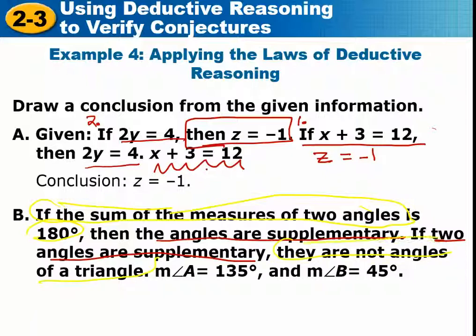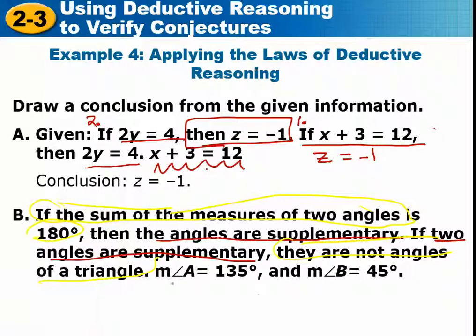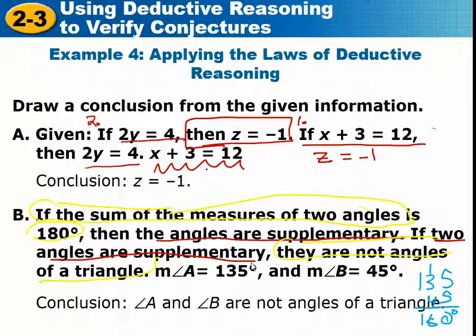Okay? Now we're also given some more information. We're given that measure of angle A is 135 and measure of angle B is 45. Is the sum of those two equal to 180? Does the hypothesis hold true? Yes, the hypothesis is true. So then our conclusion is they are not angles of a triangle. That's what we can conclude. Since the hypothesis was true, the conclusion will be true, using the law of syllogism.